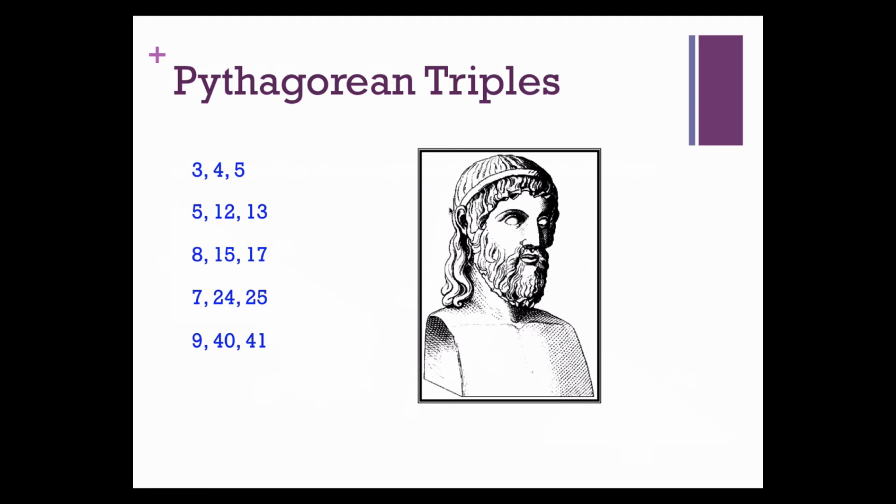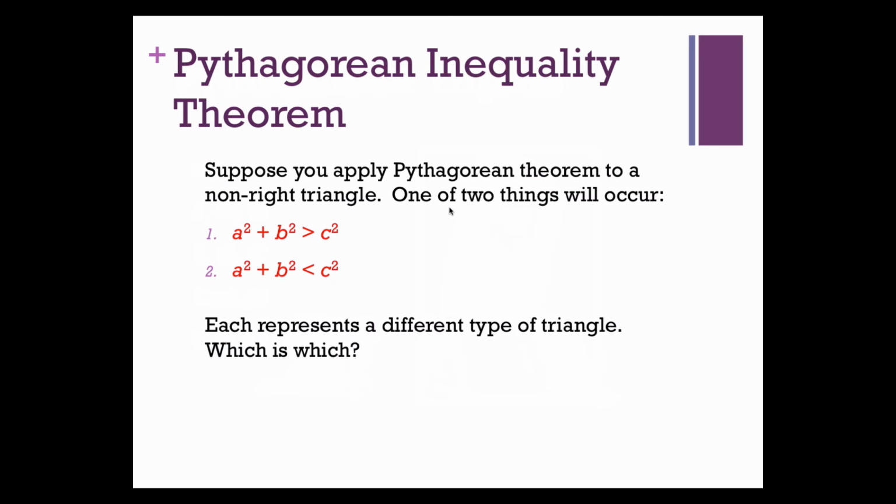All right. Let's skip that a second and do this. This is now called the Pythagorean Theorem inequality. It allows us to determine what kind of triangle it is based on the angles. One of those is the acute, one of those is the obtuse. Which is which? One is acute and two is obtuse.